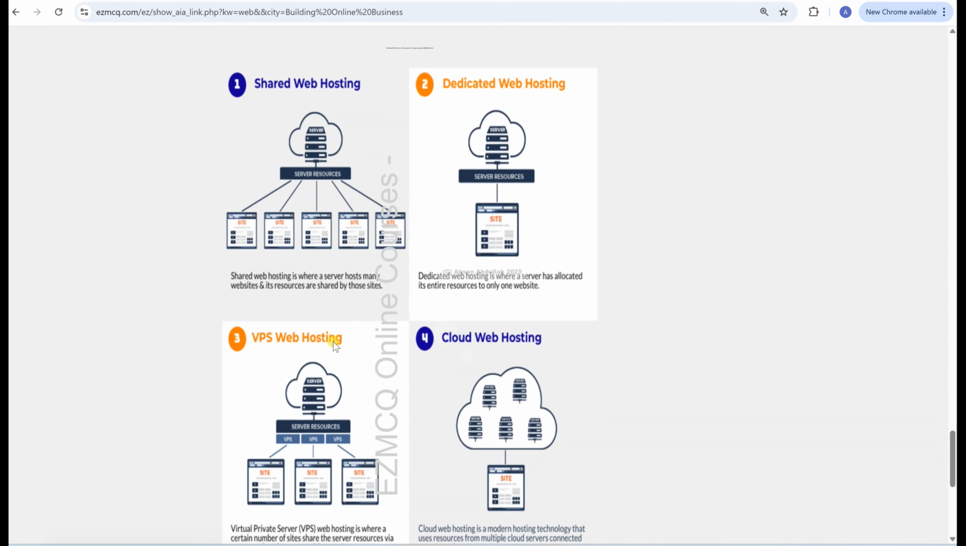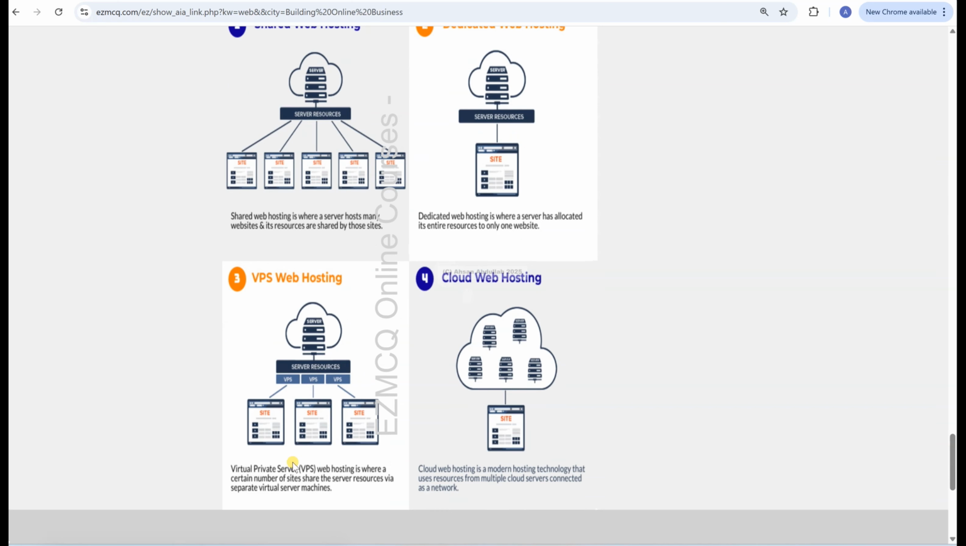So this is shared hosting. This is the main server, and there are a number of sites, and one of these sites is your site, and the resources of that web server are shared by all of these people who have their hosting there. Of course, if more websites are hosted, it can affect the performance. Then there is dedicated hosting. You have the server resources available, and a server has allocated its entire resources only to one website. So this is going to be expensive, right? But the performance is going to be good, and you will have your dedicated IP address.